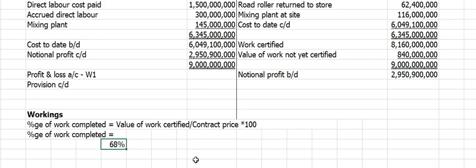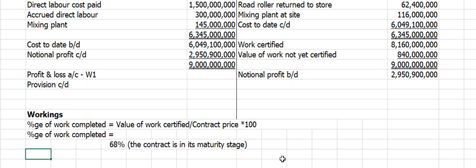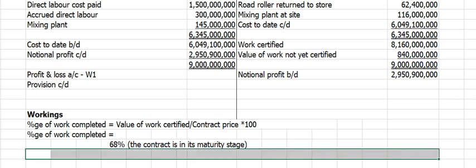Now, what profit do we take? When you look at the 68%, you'll see that this contract is in its maturity. It's not nearing its completion, but it is in its maturity. So there is a formula we use if the contract is in its maturity stage. Which formula do we use in that case?